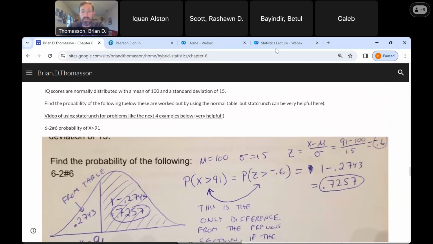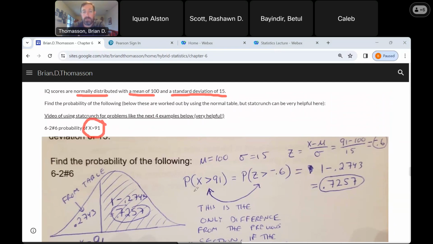All right, so what's changed here is it says IQ scores are normally distributed, doesn't say anything about standard, with a mean of 100, standard deviation of 15. So we are dealing with a different mean and a different standard deviation than what we were before. That's all we're changing. So let's see how that changes things for us. Here we're trying to find the probability that X is above 91.